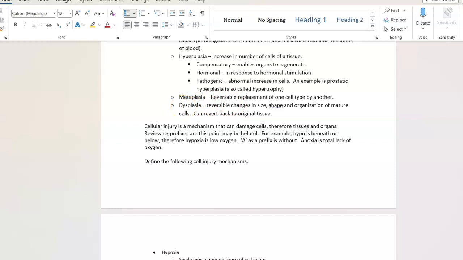Dysplasia probably sounds familiar from cervical dysplasia, from pap smears. Metaplasia is when one cell type is replaced by another. And then dysplasia is a change in that cell that reverts it back to sort of almost an original tissue. Okay, so metaplasia changes to another cell type. Dysplasia doesn't, it changes to a different form. Okay, and both of them are reversible.